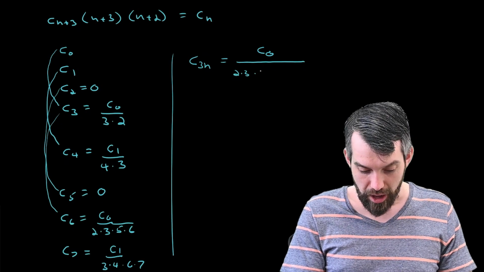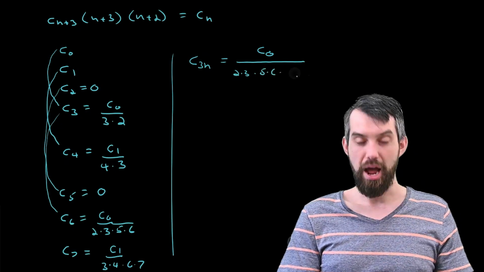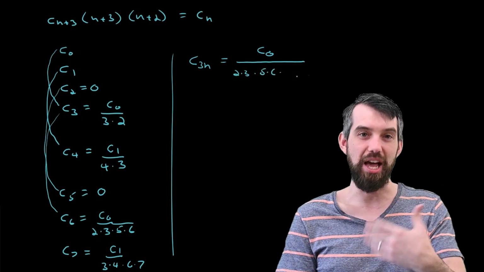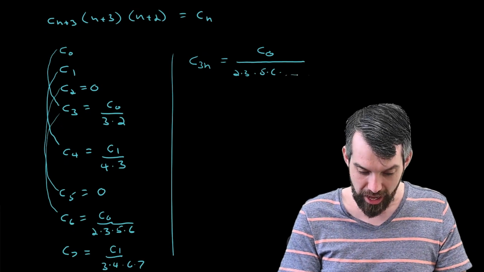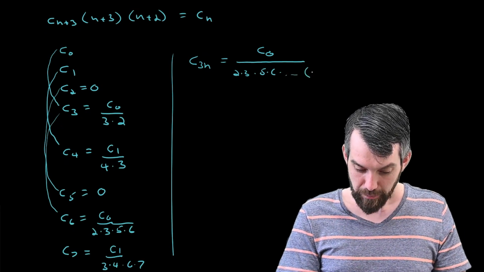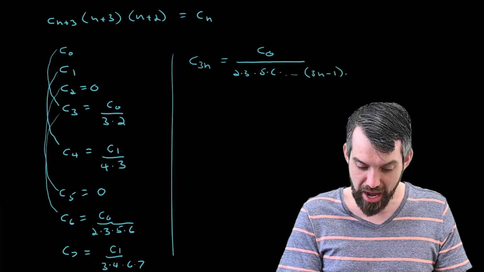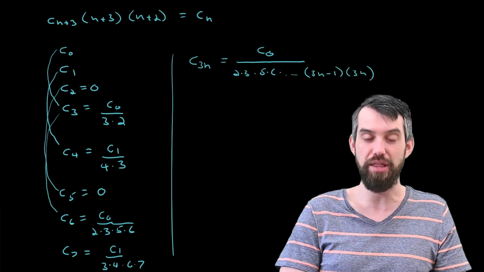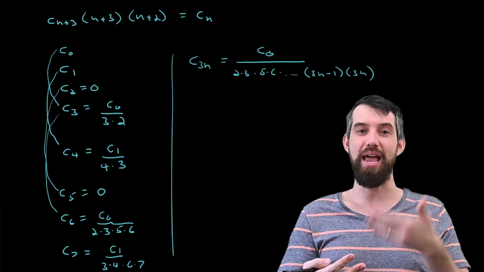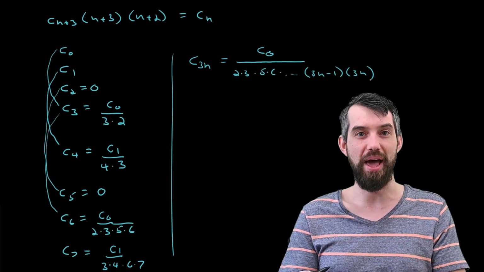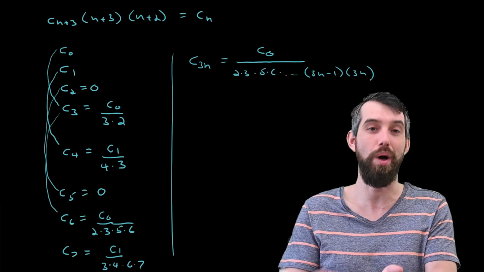Then you skip 4. A 5 times 6. And then you'd skip 7. And then it would be 8 times 9. And then you skip 10. And then it would be 11 times 12. And generally, this goes on in this manner until you multiply by a 3n minus 1 times a 3n. So for example, if it was C9, which would be n equal to 3, the last thing you would multiply by would be 1/8 and then 1/9.